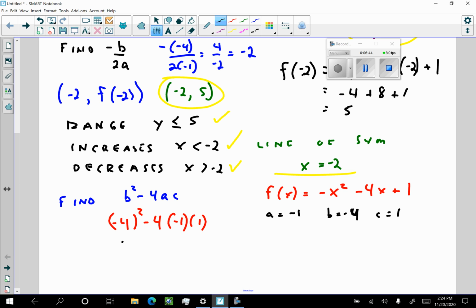And so what is this? This is going to be 16. Negative times negative is positive. 4 times 1 is 4. So the discriminant is going to be 20. And since the discriminant is positive, which is equal to 20, and it's positive, there are 2 x-intercepts.